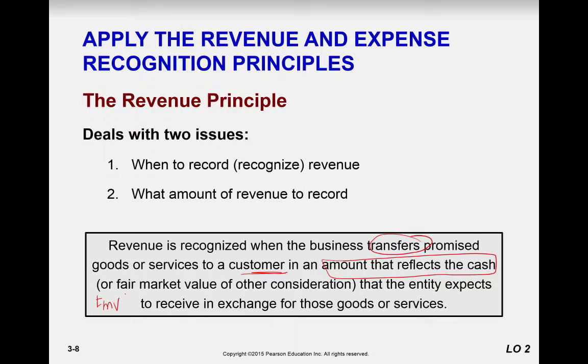or any other type of consideration that the company expects to receive in exchange for the goods and services. So basically, the amount is usually the amount of money, and when you record it is when the exchange has taken place.